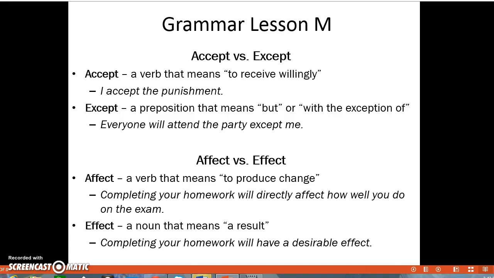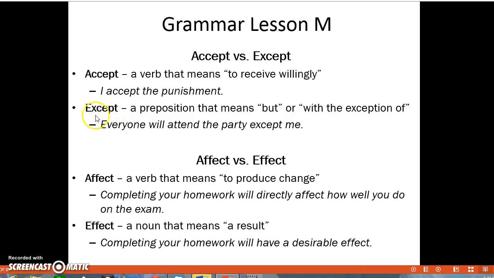We have accept with an A, and we have except with an E. And they mean different things. Accept with an A is a verb. It means to receive willingly. So I accept the punishment. I was accepted into college. So that would be to receive willingly, and we use the accept with an A.